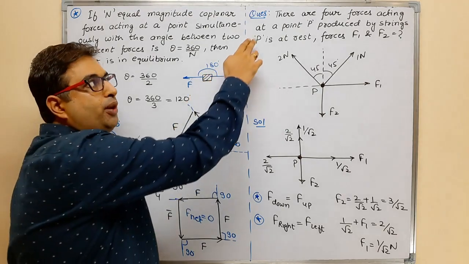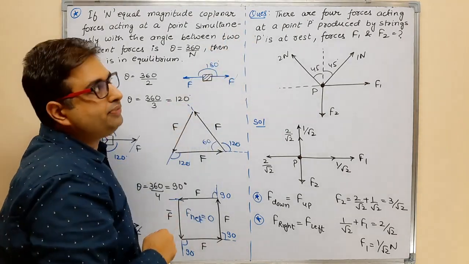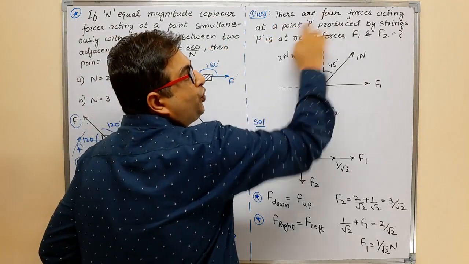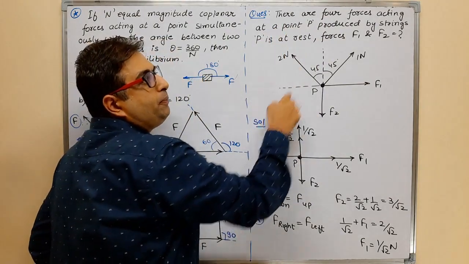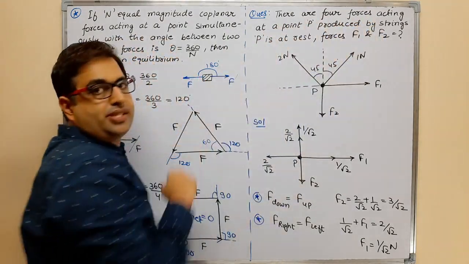Next, let us see a problem based on the equilibrium condition. There are 4 forces acting at a point P produced by strings.